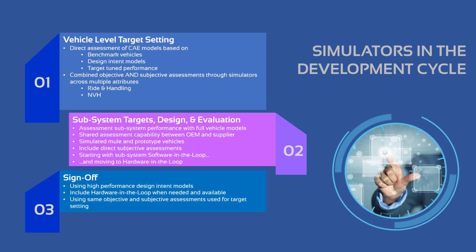Rather than placing the hardware into a mule or full vehicle prototype, however, they can be directly connected on a simulator. Not only does this shorten the time used in building the prototype, but it also allows the subsystem to be assessed in a design intent model directly in the same manner as the targets were set. In other words, the rest of the vehicle during that evaluation is design intent as opposed to a mule that may or may not be true.